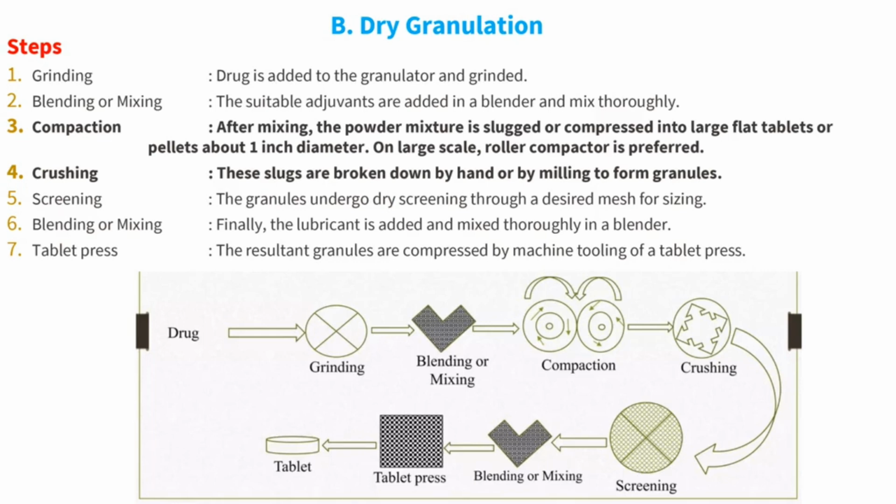The drug is added to the granulator and ground. The suitable adjuvants are added in a blender and mixed thoroughly. After mixing, the powder mixture is slugged or compressed into large flat tablets or pellets about 1 inch in diameter. On large scale, the roller compactor is preferred. These slugs are broken down by hand or by milling to form granules.